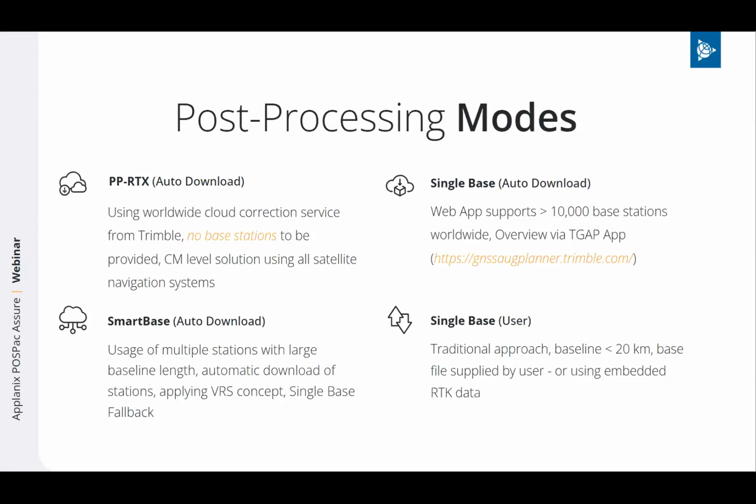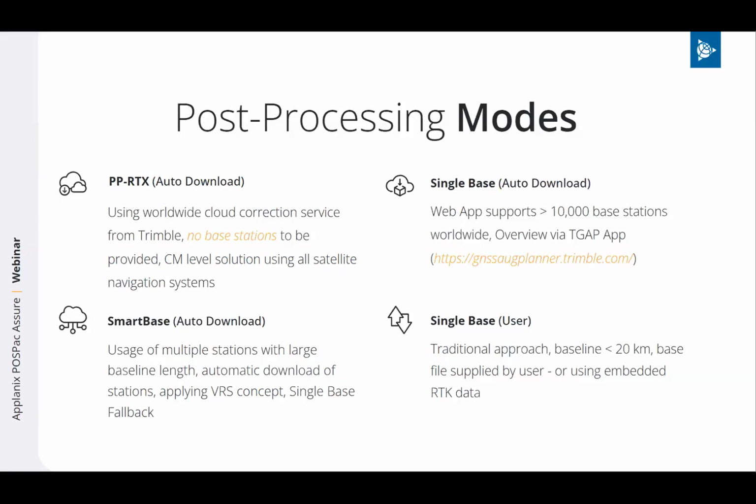That brings me to the other ones, as I said. So single base is obviously an option. You can run single base mode with the auto download functions, where the engine is searching for available base stations. And we're supporting more than 10,000 base stations right now worldwide. And by the way, there is a free of charge app. It's called the TGAP app, where customers can see the base stations that we support worldwide.